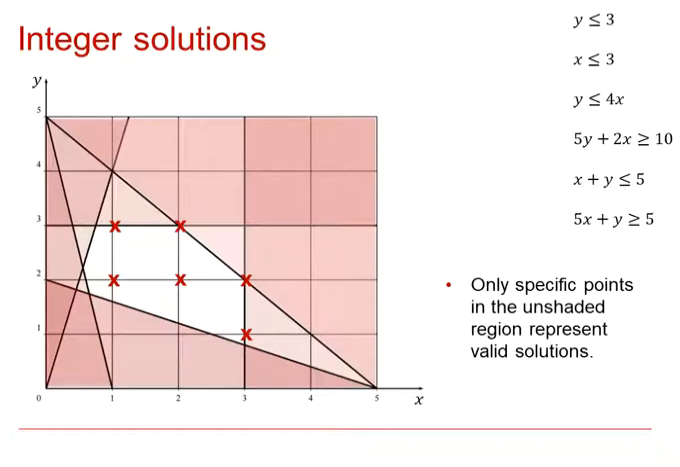So we can only have where the crosses are as valid solutions. Notice, because the constraints include equality, we can have integer solutions that are on the lines as well in this case. So these are the only possible integer solutions that we need to check.